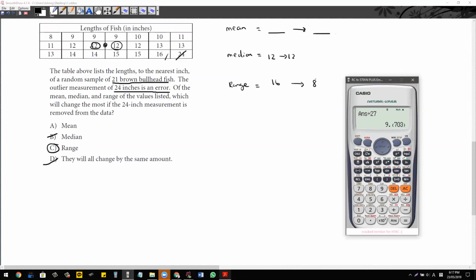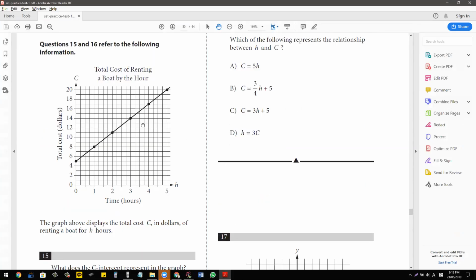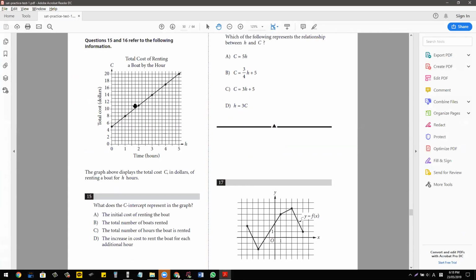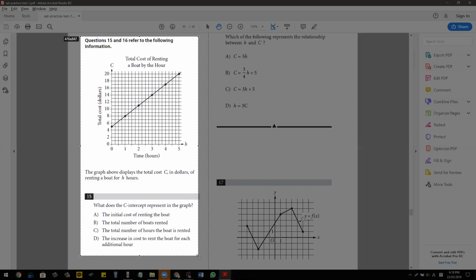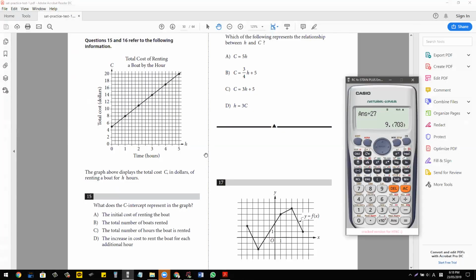I'm going to move on to the next question. So here we have to answer 15 and 16.